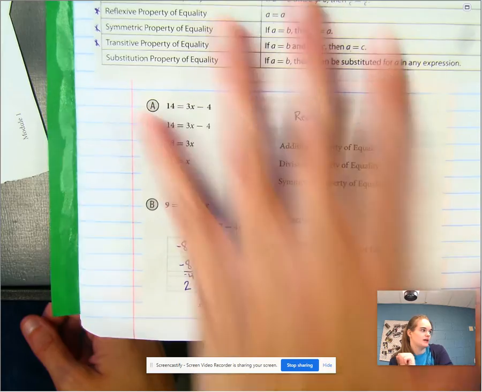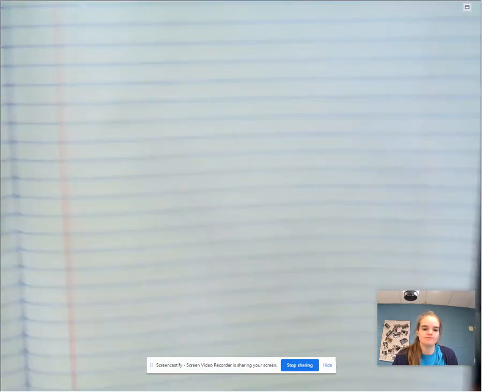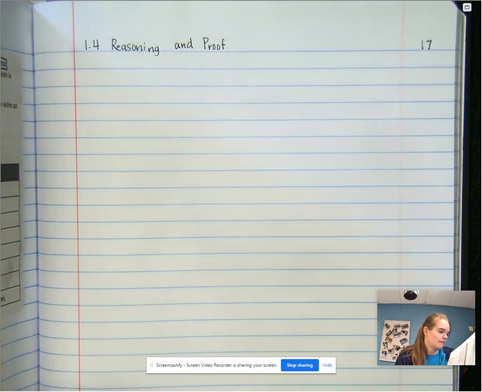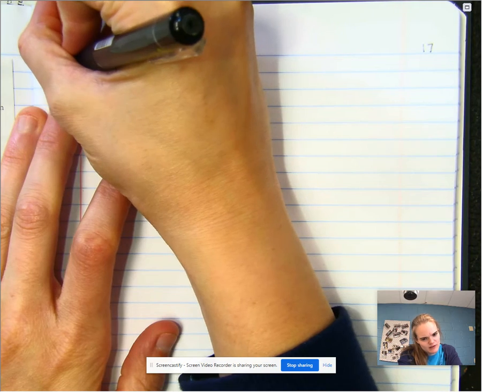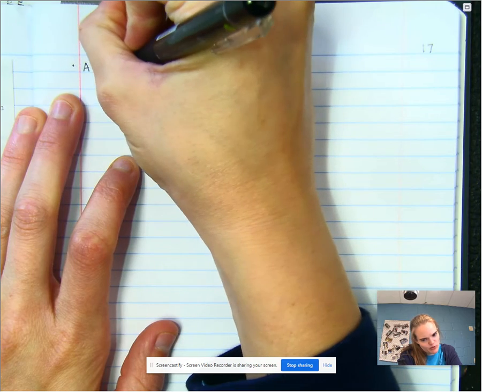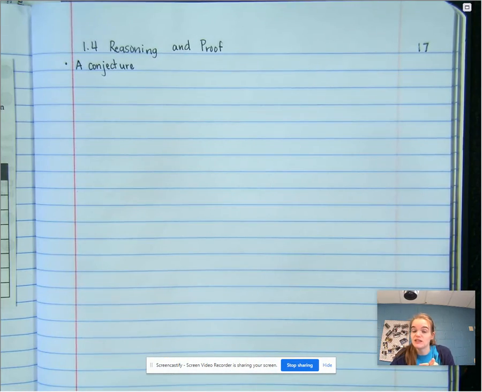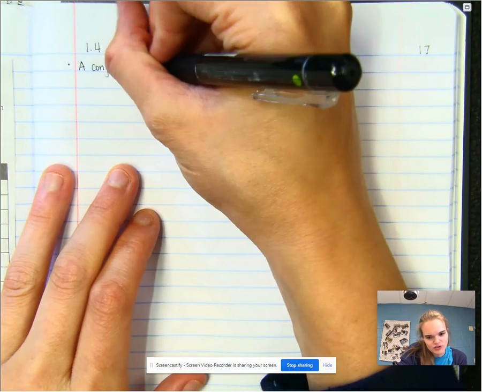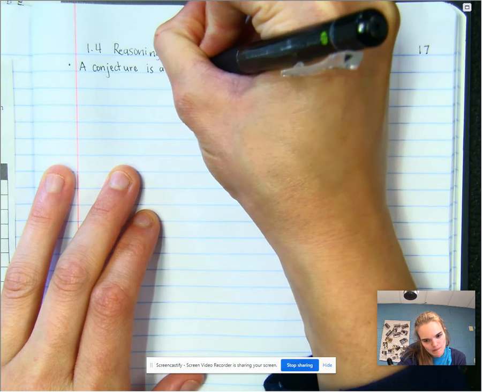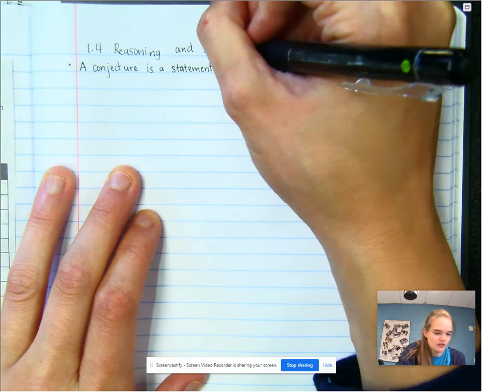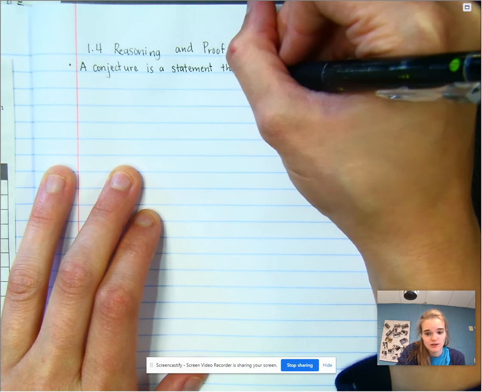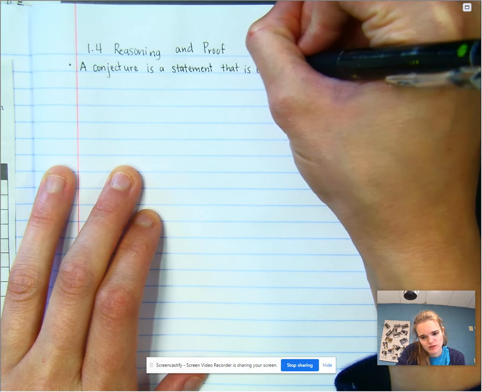Once you have this page, we are going to go to the top of 17 and write some vocabulary, okay? So first, a conjecture. And these, again, we make these notebooks so I can say to you, hey, go back to page 17. That's what a conjecture is. A conjecture is a statement that is believed to be true. Doesn't mean it is true. It means you believe that it is true.